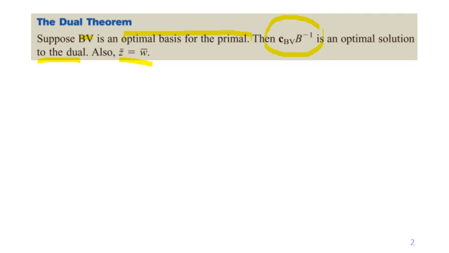Let me emphasize that this theorem says that the optimal solution for the dual is CBV B inverse. So if you have the primal problem and you know which variables become the basic variables, to obtain the optimal solution for the dual, again, you only need to compute CBV B inverse.